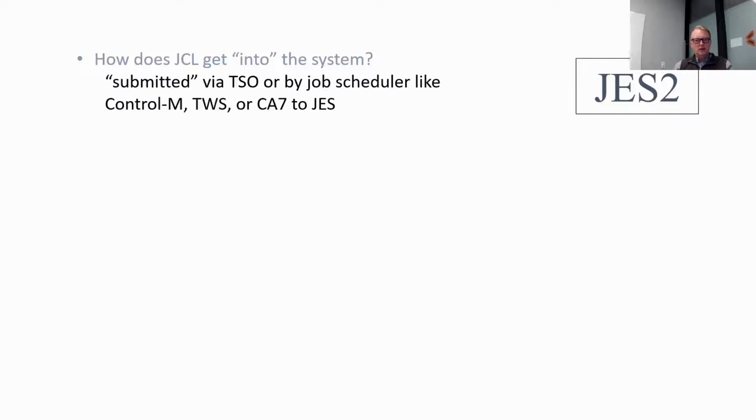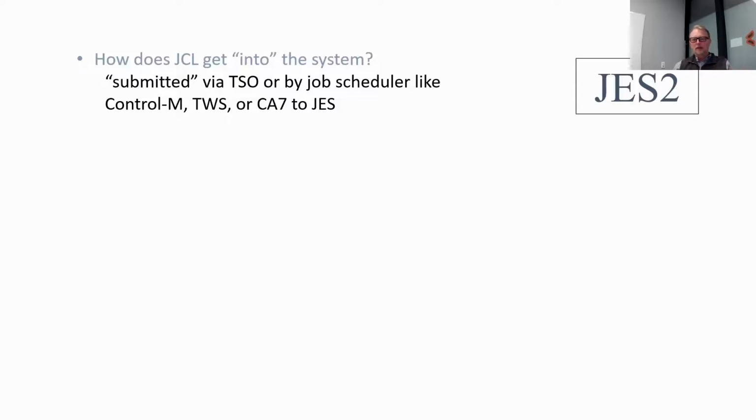So there's nothing magic about any computer system. When something happens, it doesn't happen by osmosis. There is a methodology for doing this. So when you submit JCL, how does it get into the system? Well, it gets into the system with something called JES. You can submit it using a command if you're logged on interactively with TSO, or job schedulers like Control-M or TWS, CA7. All of those can automatically schedule and submit things to JES, the job entry subsystem.